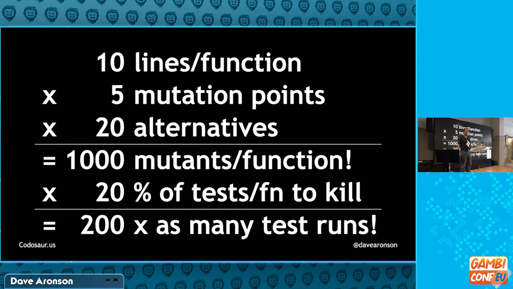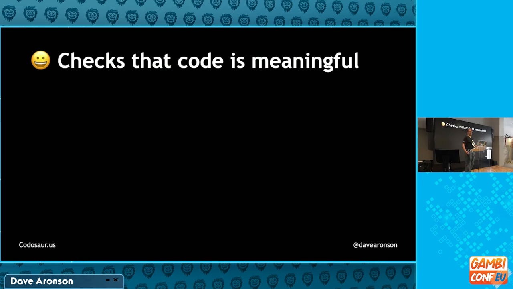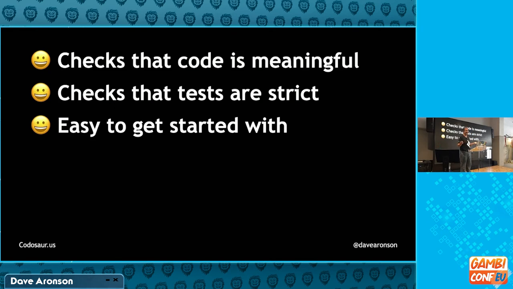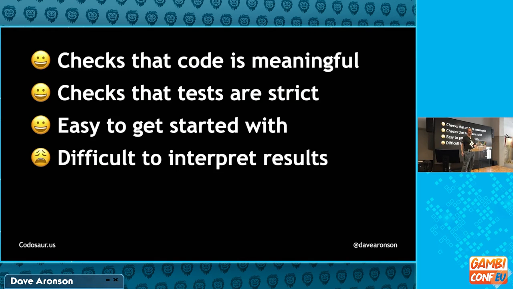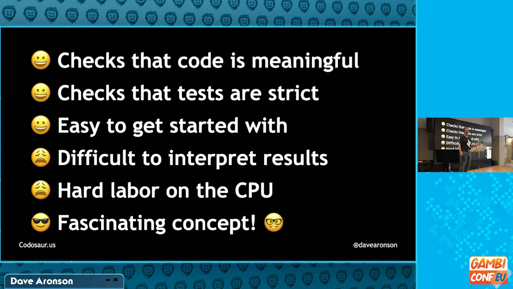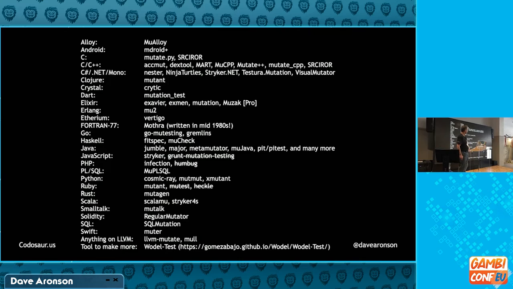So to sum up, mutation testing is a powerful technique to check that our code is meaningful and our tests are strict. It's fairly easy to get started with once we understand the concept and have chosen a tool and configured it and so forth, but it's not so easy to interpret the results, nor is it easy on the CPU. And even if these drawbacks mean it's not very well suited for our current projects right now, I think it's still just a really cool idea in a geeky kind of way. If you'd like to try it for yourself, here's a list of the tools for many, many languages and platforms. I know it's much too small to read, but again, the final slide has the URL for all the slides, and by the way, a complete script, which I've mostly stuck to.